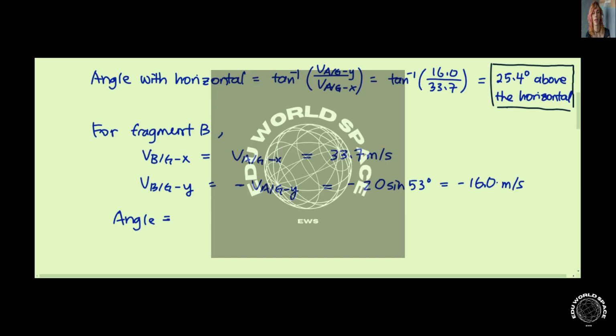And so the angle is equal to 25.4 degrees below the horizontal, because the calculation is still the same, you take the y component divided by the x component. Since there's a negative sign, it will be below. And so this is the answer for fragment B.